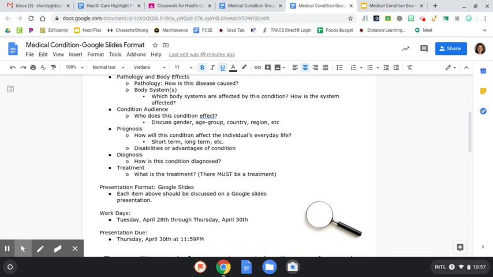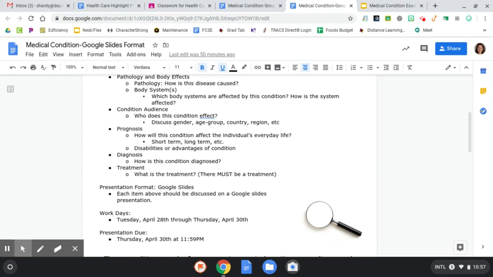Okay. So, prognosis. That pretty much just means how does this condition affect the individual's everyday life? So, in the short term, how is their life going to be different? In the long term, how is their life going to be different? What are the disabilities? Or maybe, yeah, we call it a disease, but maybe they get some sort of advantage from it. Who knows? Diagnosis. How will the patient know that they have been diagnosed with this? So, what are those symptoms that they're going to be presenting with to say, yep, you definitely have this? And that's where you'll explain that in the prognosis too, that they would have these symptoms.